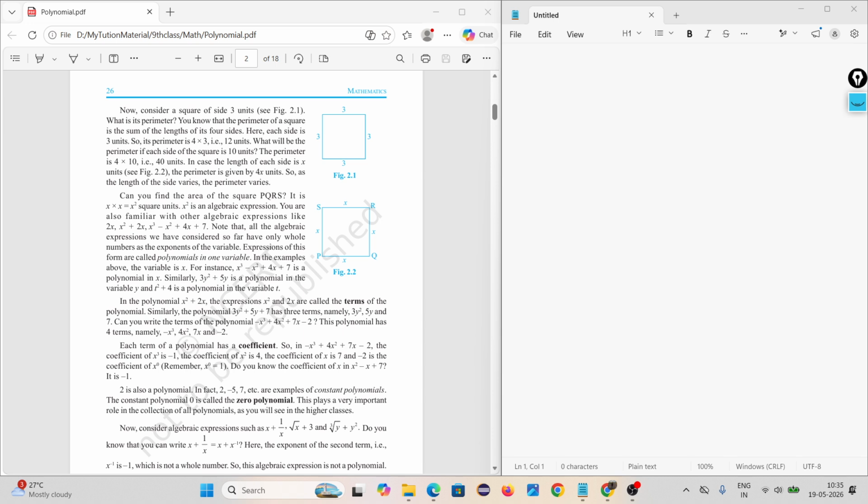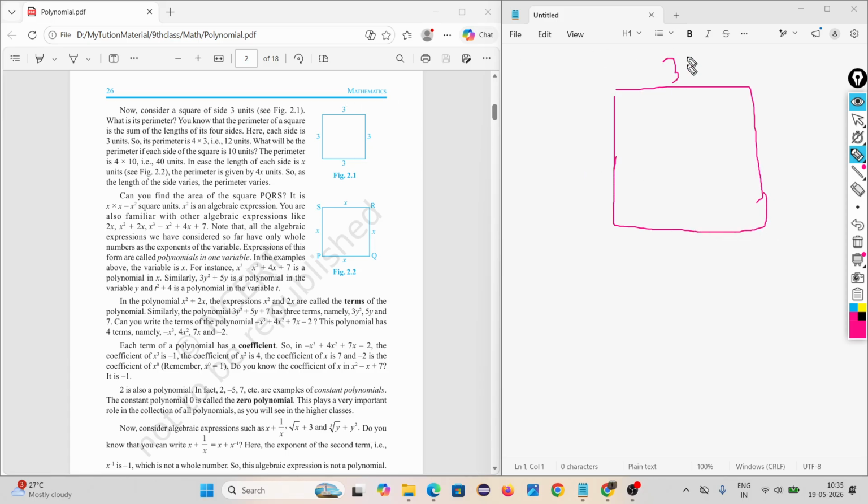Now consider a square with a side of 3 units. A square has all sides the same. What is its perimeter? 3, 3, 3, 3, so 4 into 3, that is 12 units. Suppose instead of 3 it is 10 units. What will the perimeter be? 40.